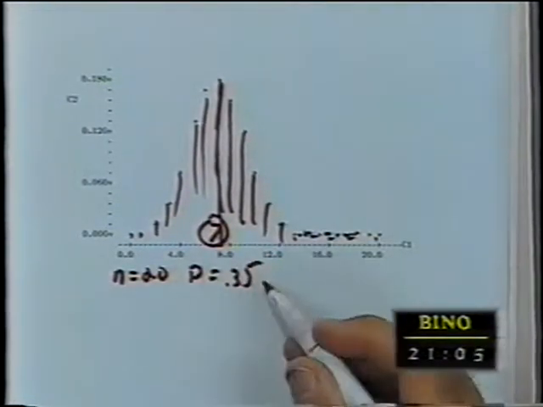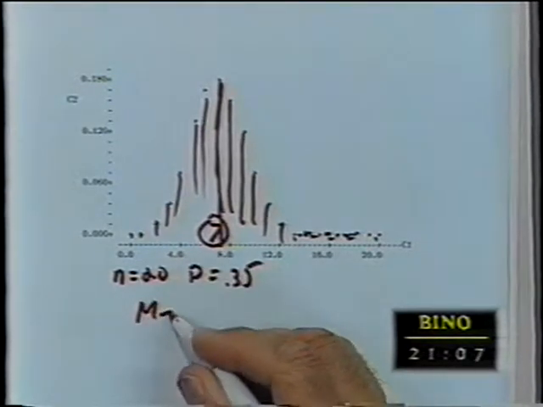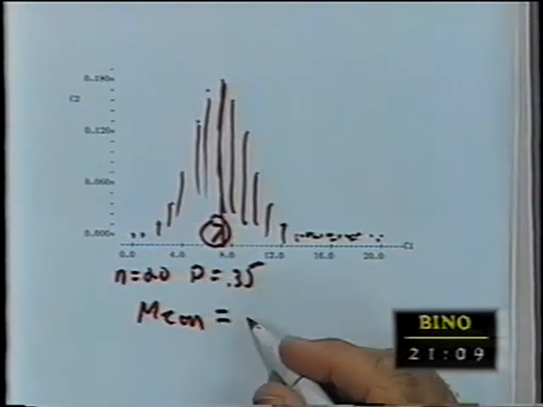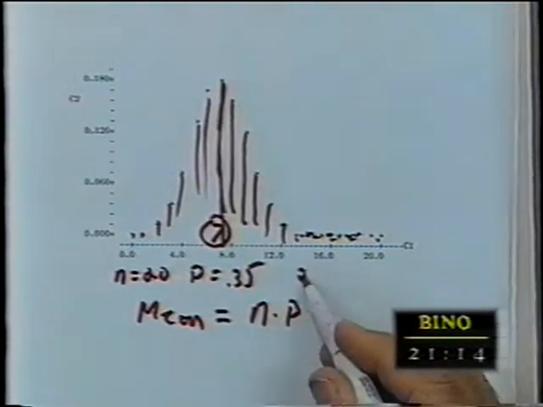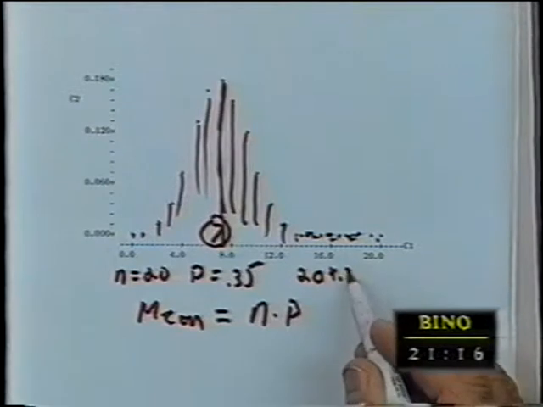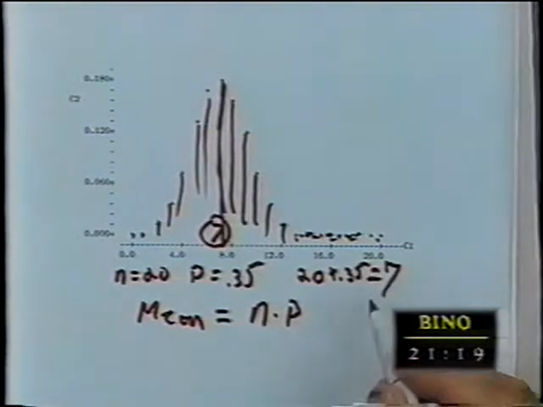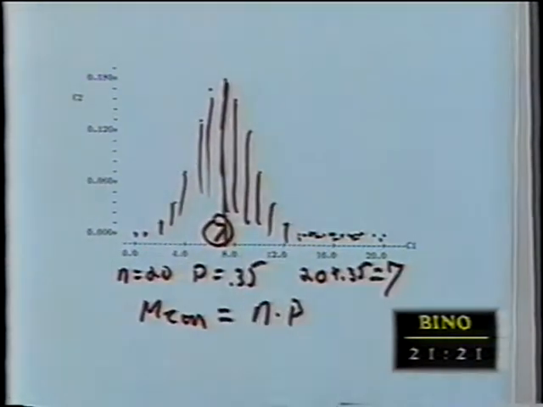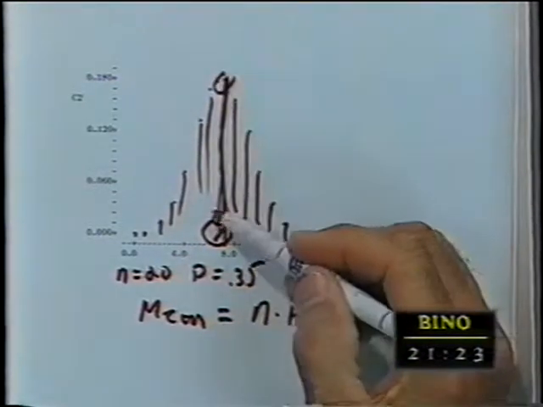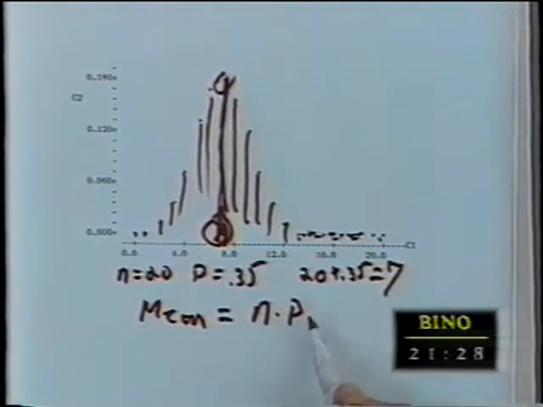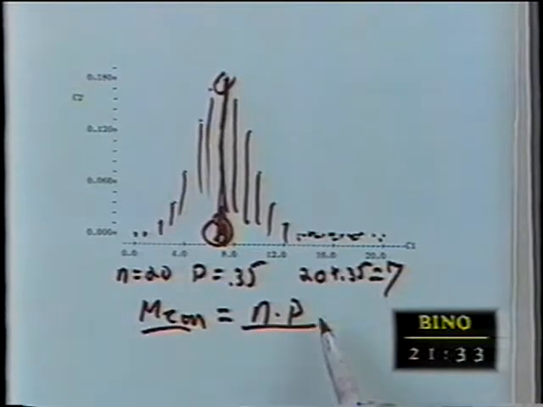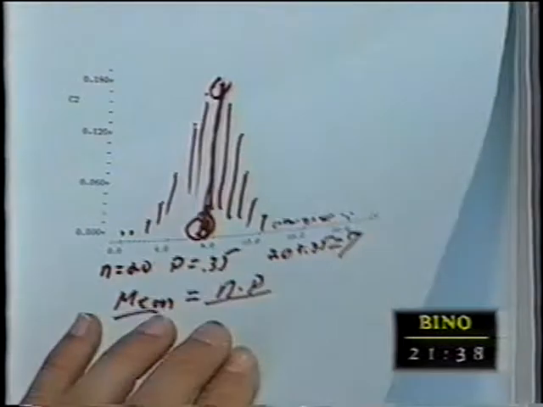7's the middle. Well, notice the mean for the binomial is always equal to n times p. 20 times 0.35 equals 7. So it's not surprising that the center of this distribution is around 7, because the mean of the distribution, the center of this distribution, is n times p. So for the binomial distribution, remember that the mean is always n times p. All right?